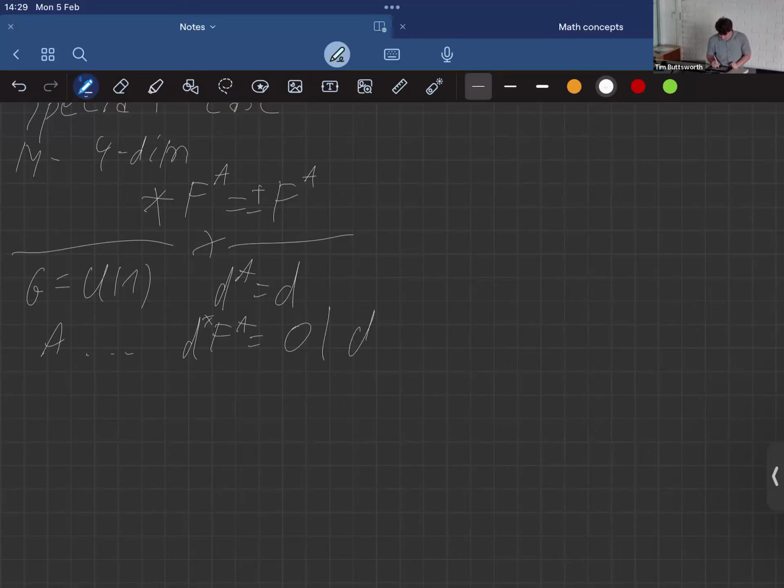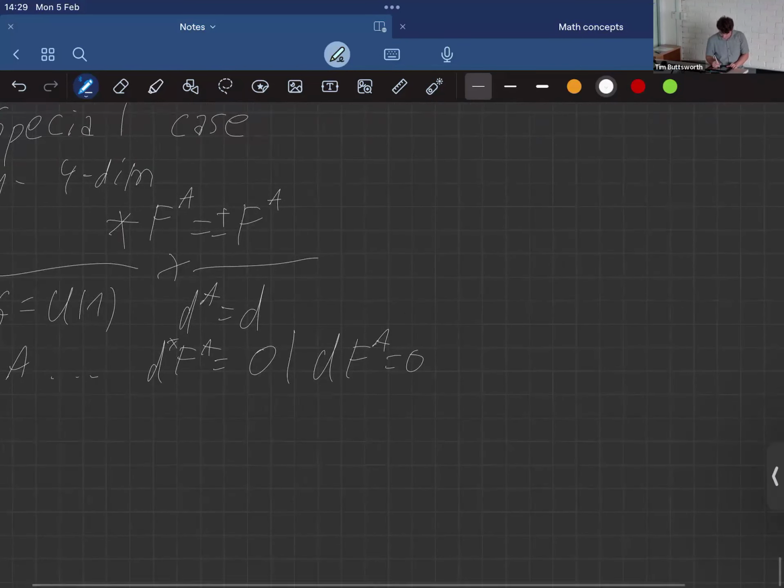What I didn't mention, I should have. This condition always holds. This is called the Bianchi identity. You know them from Riemannian geometry, and they hold even if I write here this A.